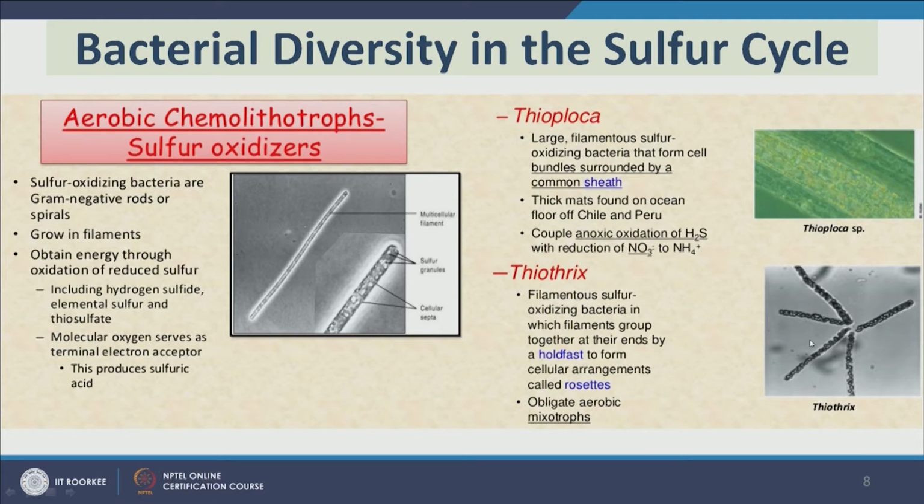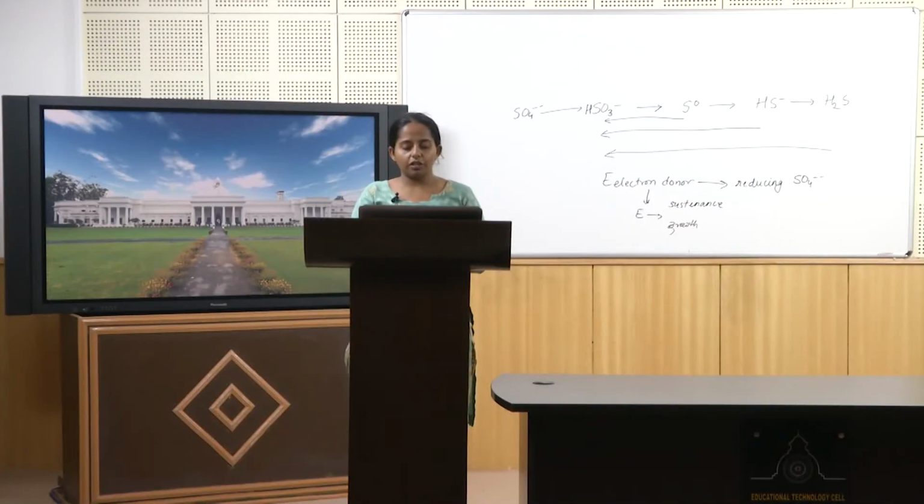Thiothrix, now this is Thiothrix, these are filamentous sulfur oxidizing bacteria, and here the filaments hold on at one end. So at one end they hold on to each other and they form cellular arrangements called rosettes. So these are like a bouquet. At one end they are attached to each other, and then from that end the filaments come out. These are obligate aerobic mixotrophs.